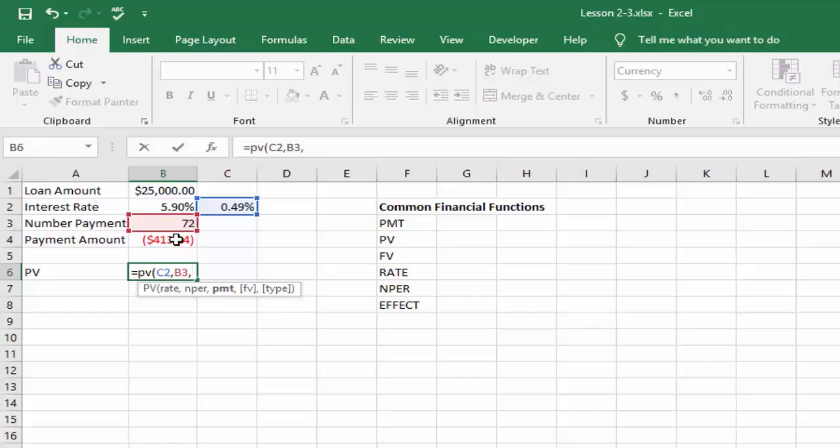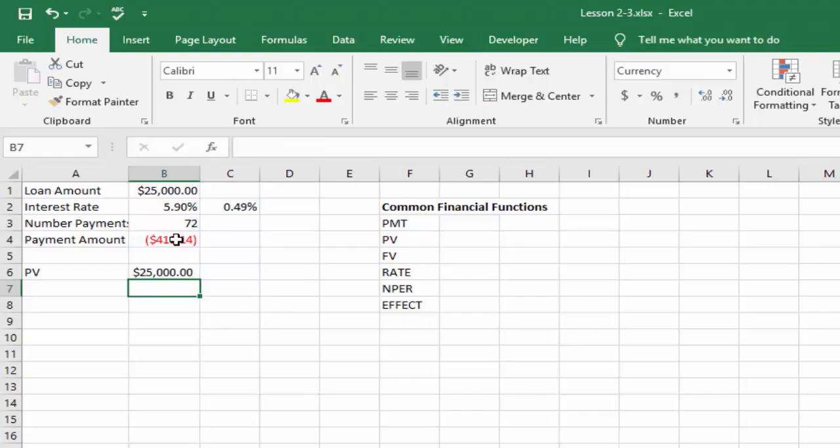So present value, interest rate, monthly rate, number of payments, and I'm going to reference my calculation on the payment amount here, and I should end up with $25,000 as my present value, which is really the loan amount that I'm interested in, or the amount of money that I'm earning today.